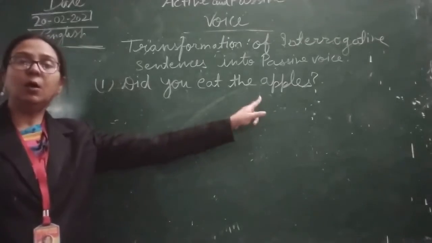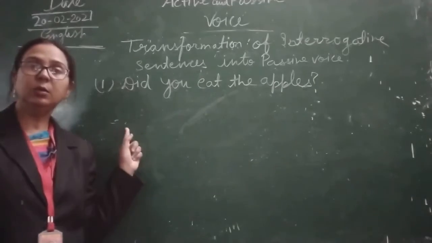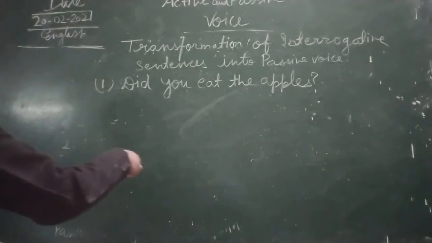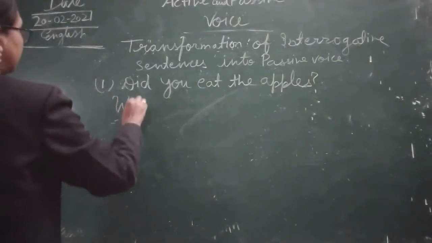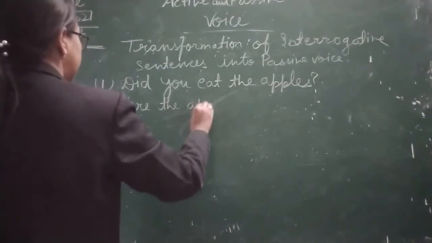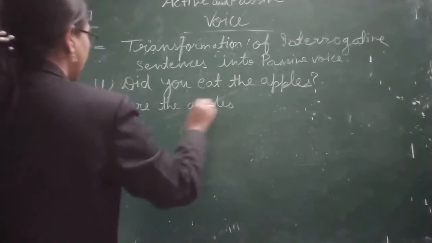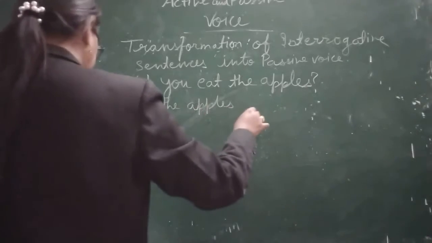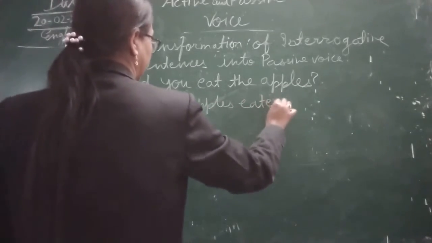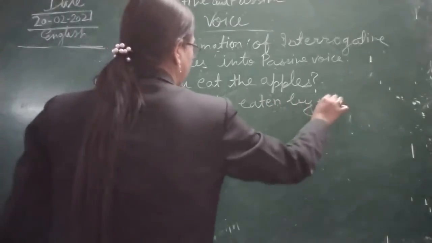According to the object, we will convert into was and were. So here, because apples are there, we will use were. The apples were the apples eaten by you? Eaten by you.